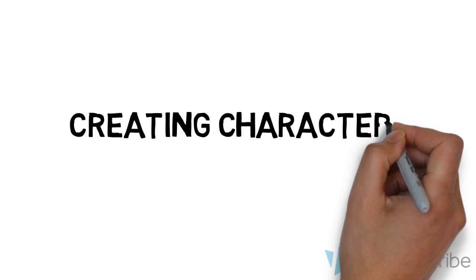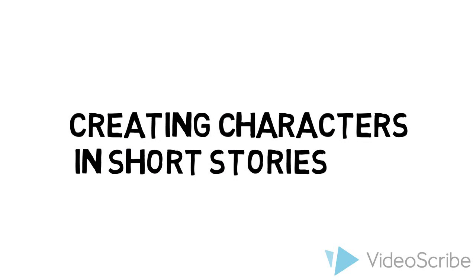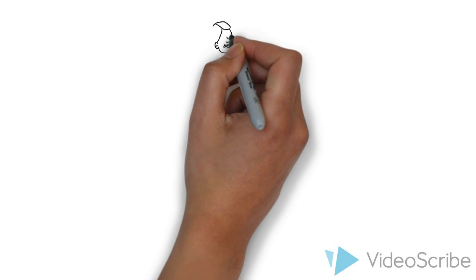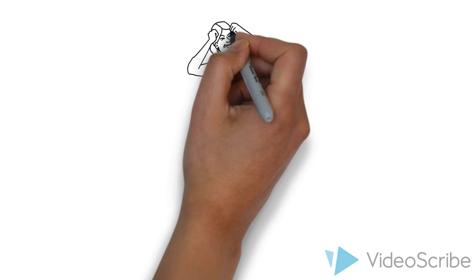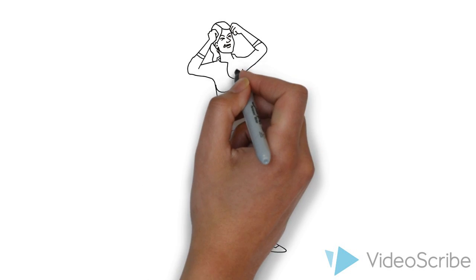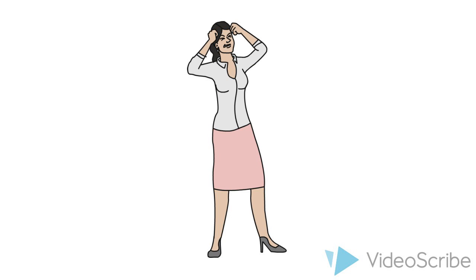The second element in this course we will take a closer look at is character. Strong, well-developed characters are essential to the overall success of any story. There are three main methods of presenting and developing a character.